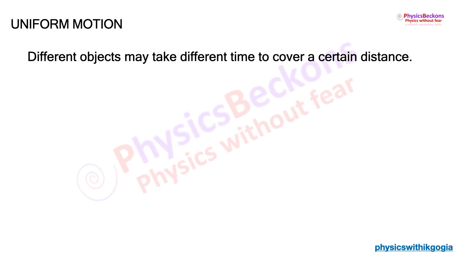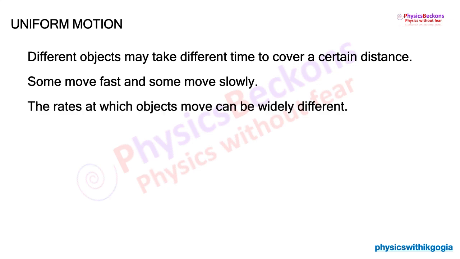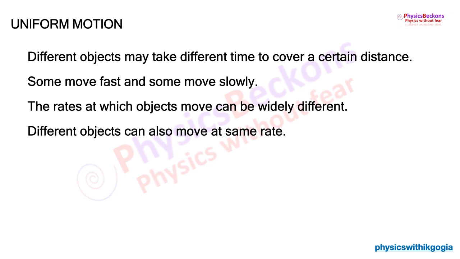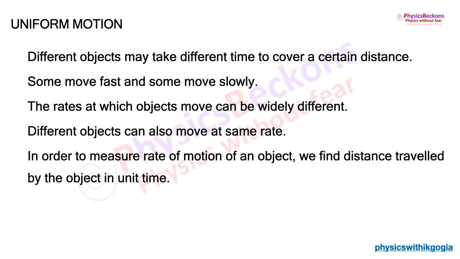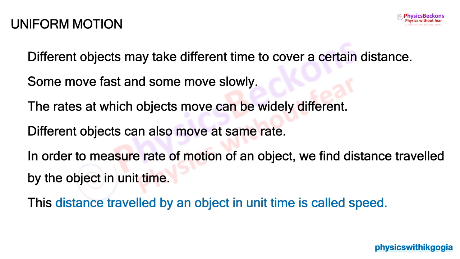Different objects may take different time to cover same distance because some move fast while others move slowly. The rates at which objects move can be widely different. That is why we make use of faster means of transportation so that the journey takes lesser time. Different objects can also move at the same rate. In order to measure the rate of motion of an object, we find the distance traveled by the object in a unit time. The distance traveled by an object in unit time is called speed. Larger the speed, faster the motion.